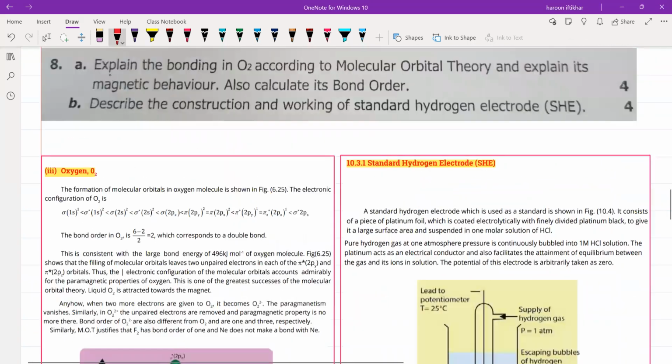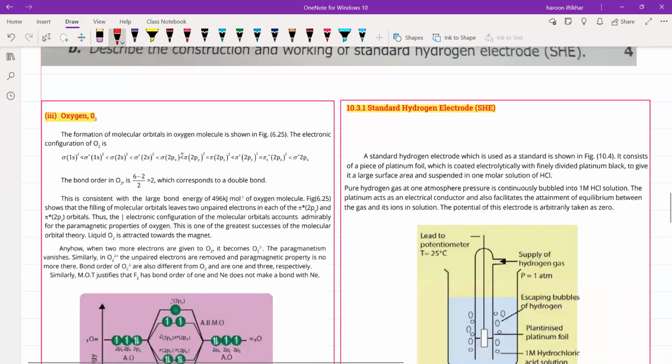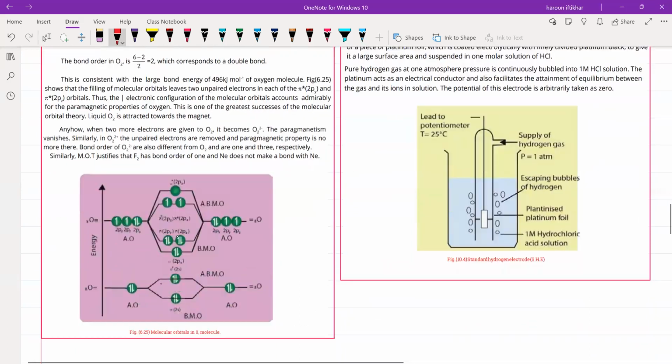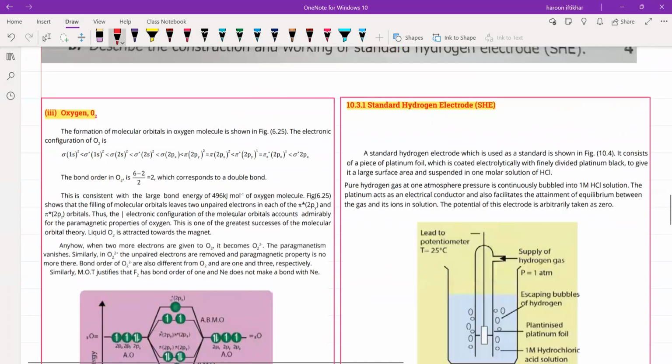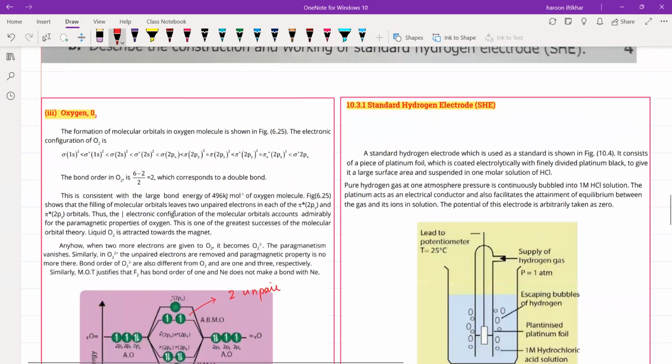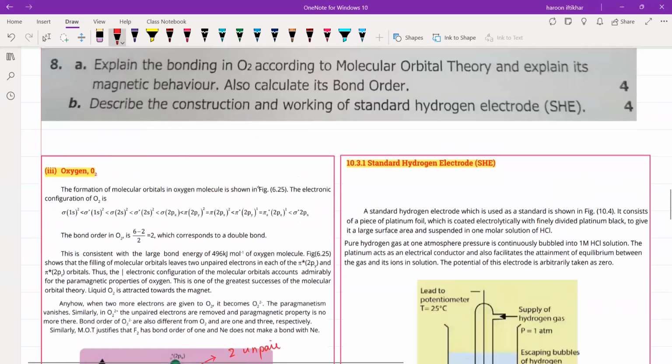Okay, question is about the bonding of oxygen according to molecular orbital theory and explain the magnetic behavior. Okay, so you can see that we will draw this diagram. That's very important. First of all, after drawing this diagram, we'll say that we have the bonding molecular orbital and anti-bonding molecular orbital, and two unpaired electrons in anti-bonding molecular orbitals are actually responsible for the paramagnetic behavior of oxygen. Okay, so when you will write all this, you will get 4 out of 4 marks.